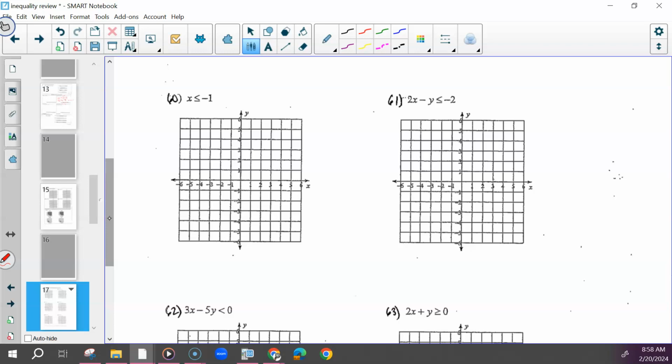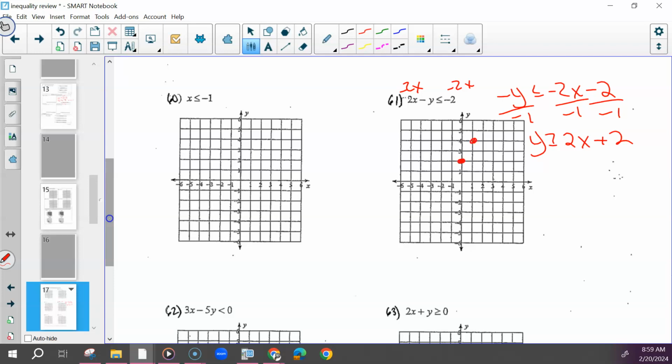Page 9. So 61, we have to solve this first, subtract 2x. Divide everything by negative 1. Your sign changes, and everything becomes positive. That would start at positive 2.